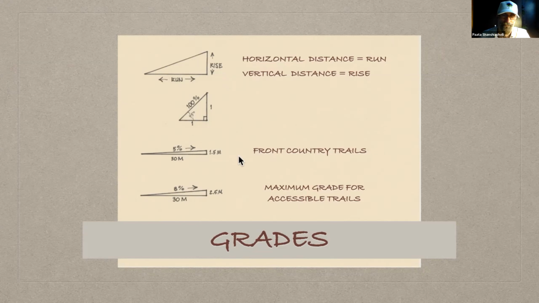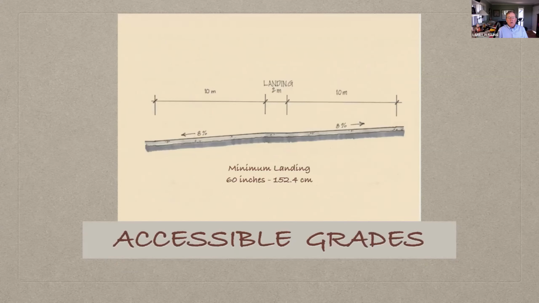Larry, did you explain all of it? Yes, I did. Okay. So here's what we talked about before, where we have an 8% grade on an accessible trail, and then we have a landing, which is a level area, and then we have an 8% grade maximum again. So this is kind of the way it would work if you're trying to gain elevation on an accessible trail.